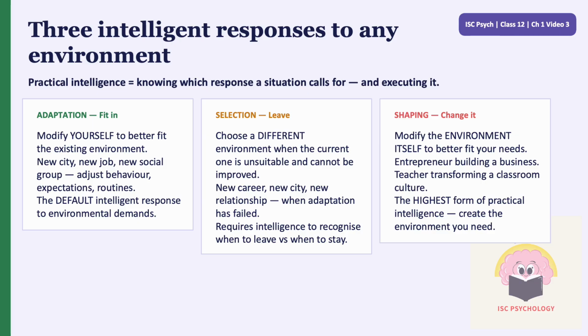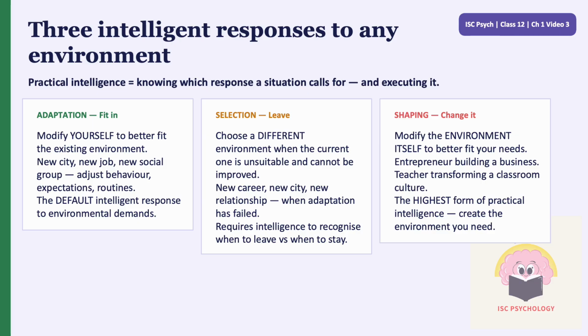Selection, choosing a different environment when the current one is unsuitable and cannot be improved. Sometimes adaptation is not enough. The environment is so wrong for you that the intelligent thing to do is leave, selecting a new career, a new city, a new relationship when the current one is fundamentally unsuitable. This requires the intelligence to recognize when adaptation has failed and a new environment is needed.